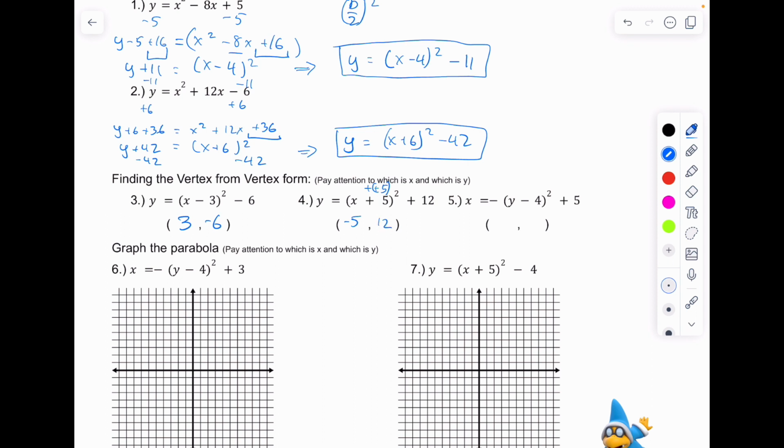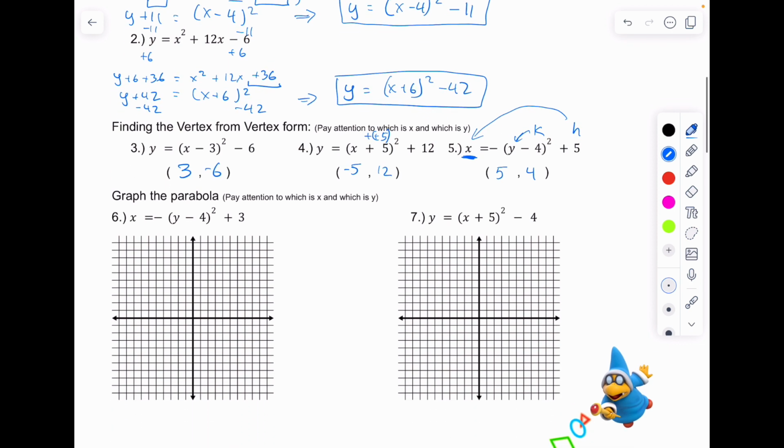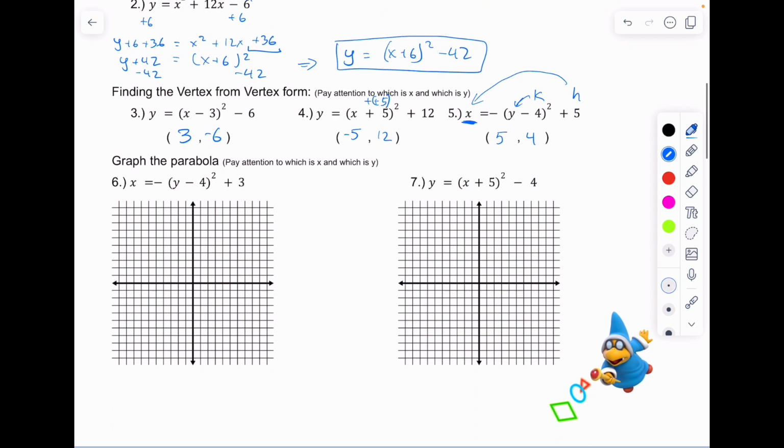And a 12. Lastly, we here pay close attention to what your lead is. So we have x equals negative y minus 4 squared plus 5. So in this situation, this is a k, and this is your h. They swap because k always associates to the y, and h always associates to the x. So our hk coordinate vertex is going to be 5 and 4. Pay attention to where the x's and the y's are.